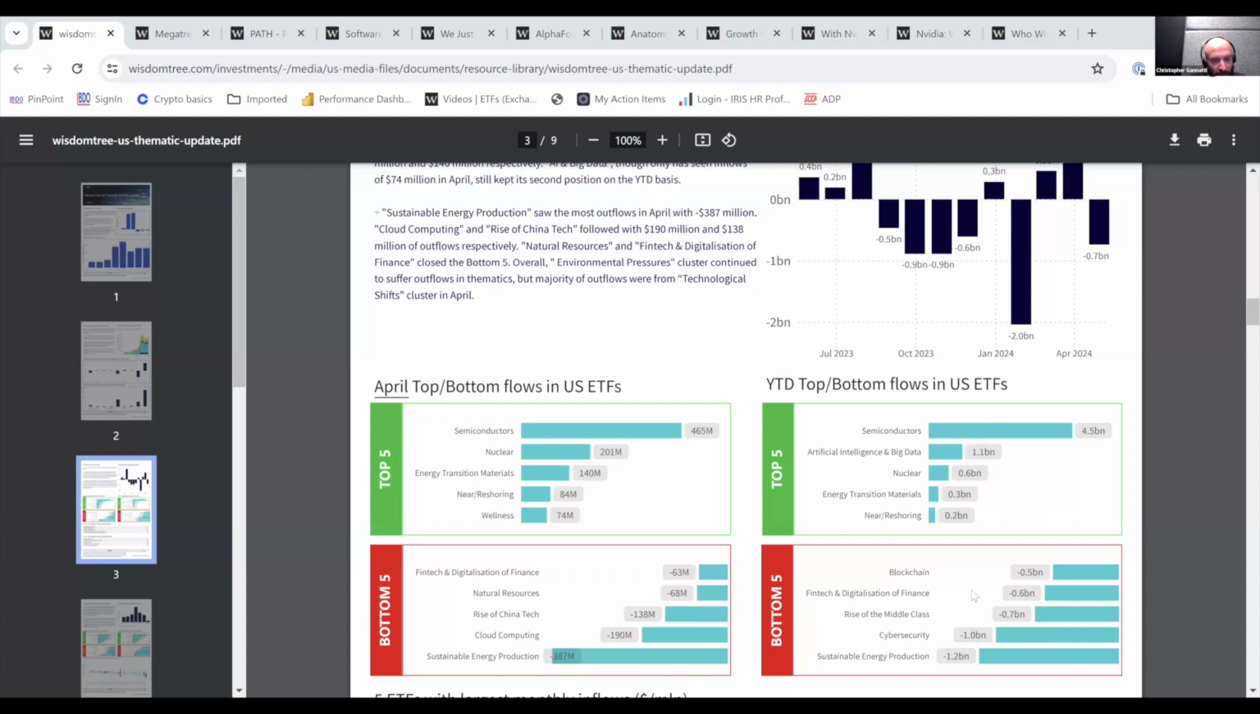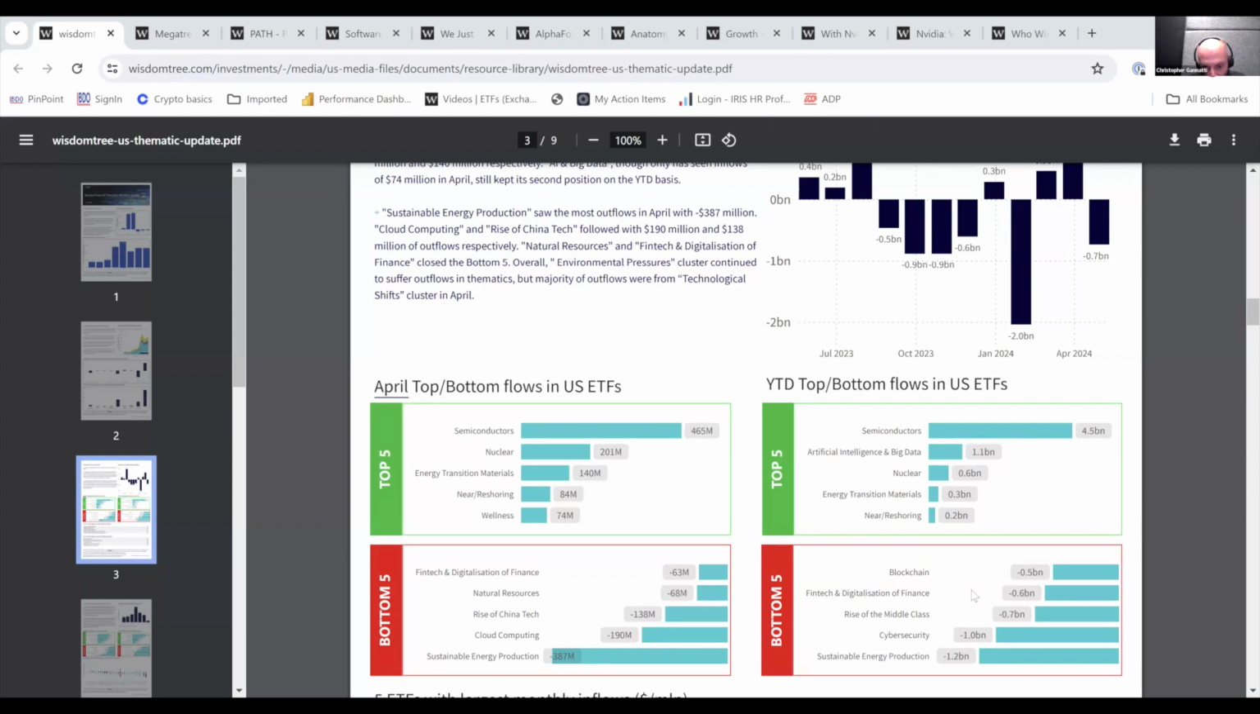Something I just pulled up onto the screen. What we're going to try to do today is cover a number of topics, not necessarily spending a huge amount of time on each one because we only have 30 minutes together. We want to respect that. But I wanted to start off with a particular report that WisdomTree puts out on a monthly basis.